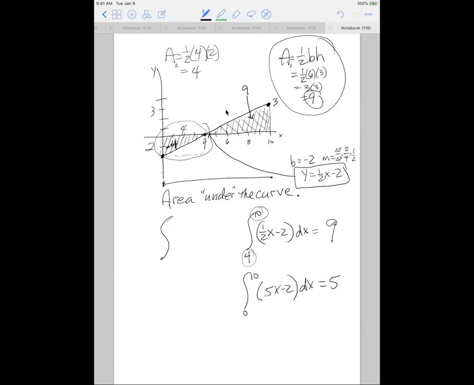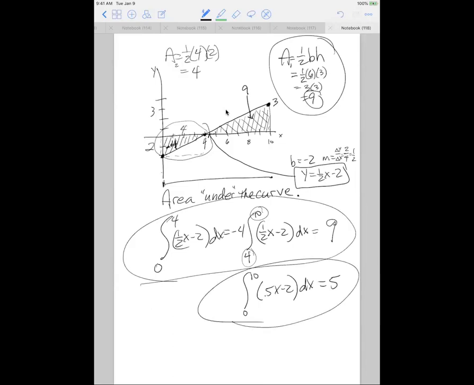So what we did the second time was 0 to 4, 1/2 x minus 2 dx, and we got negative 4. And you put these two together, and you get the sum total, all right? So the area under the x-axis is negative, but the area between 0 and 4, notice it's not under the curve, it's between the curve and the x-axis. So that's an important thing to make sure you get down, right?